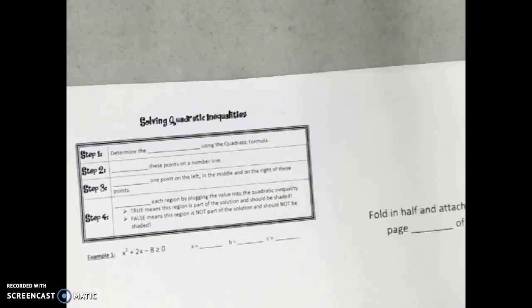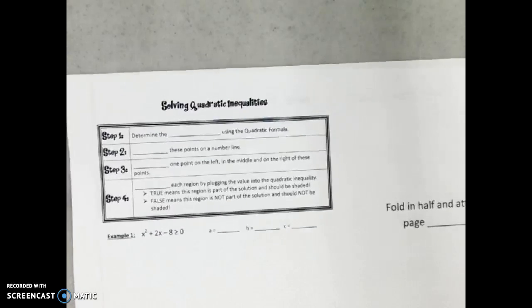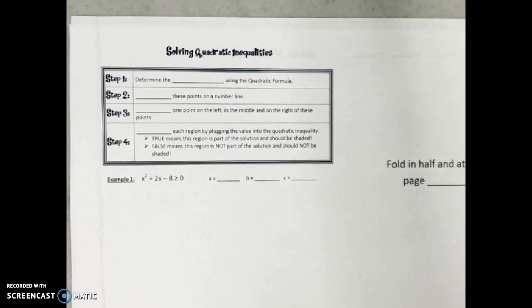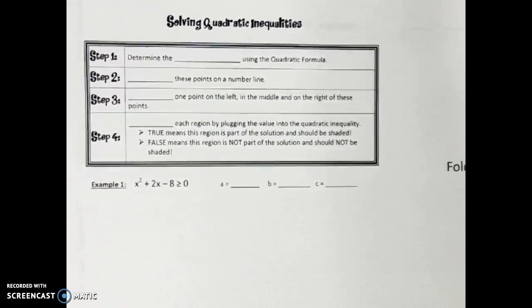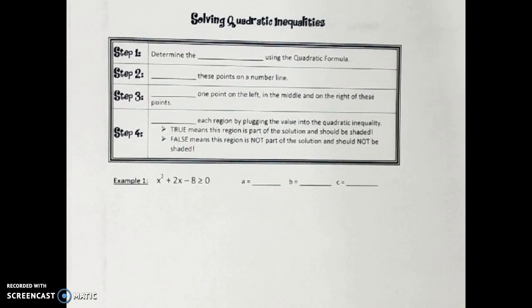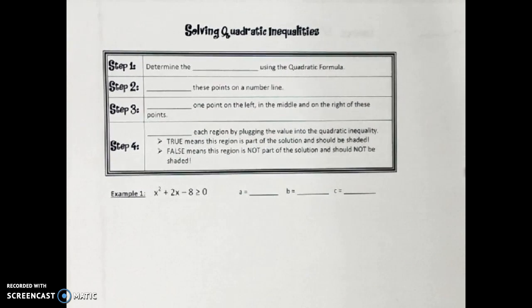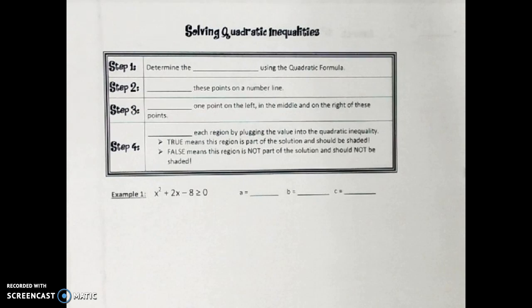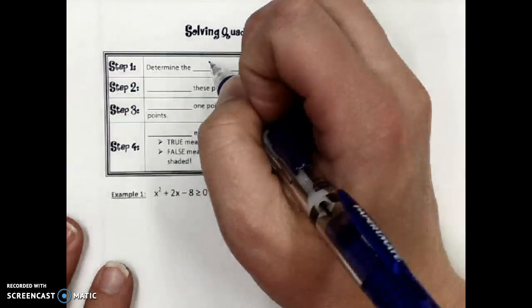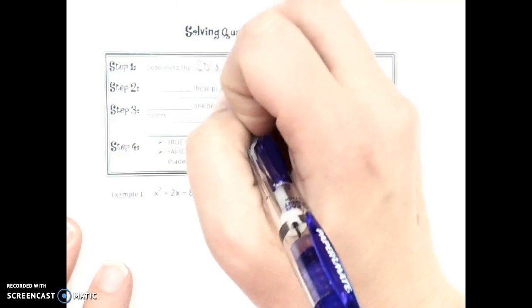First thing I have for you on your notes, you will see some steps. And in these steps are exactly what you need to do in order to determine the solutions to quadratic inequalities. So step 1, you need to determine the solutions. And for that, you're going to use the quadratic formula. So your first blank is solutions.